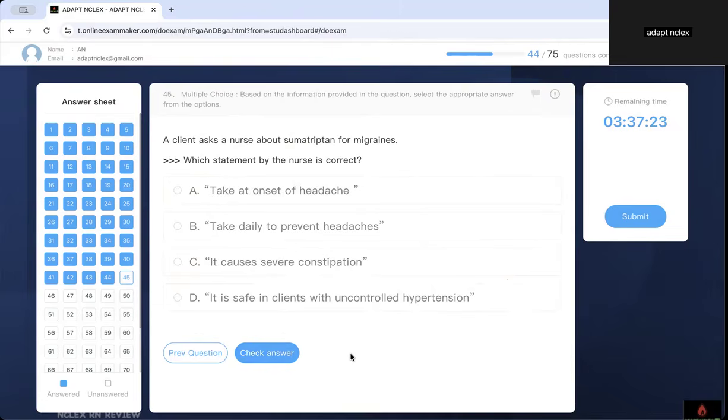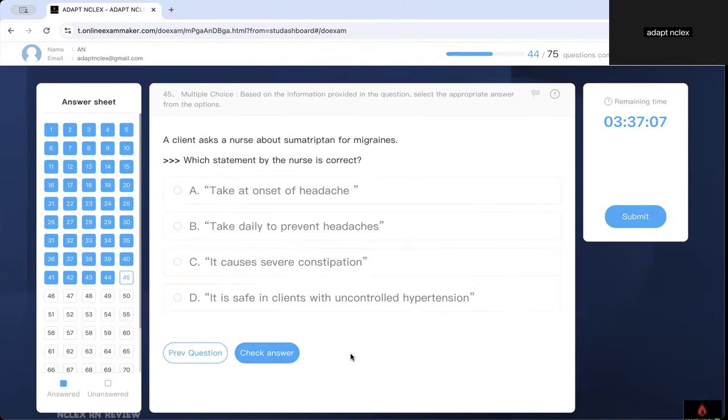45. A client asks the nurse about sumatriptan for migraine. Once again, pharmacology. Key information. I make it straightforward as much as possible. First, you have to know what sumatriptan is.